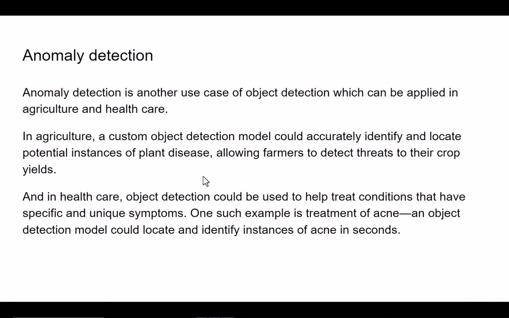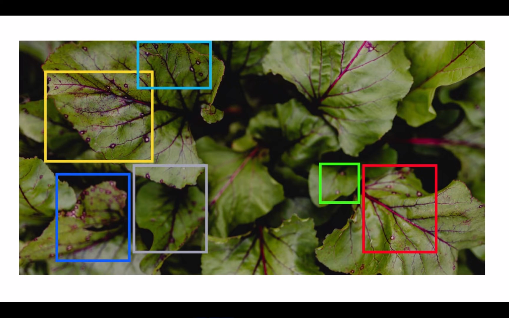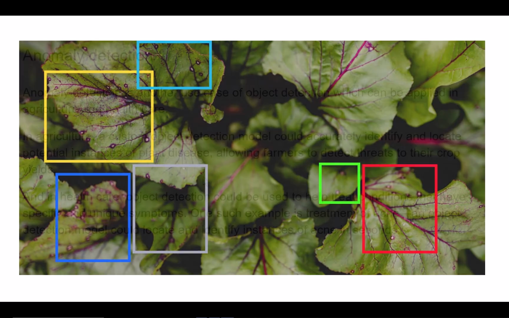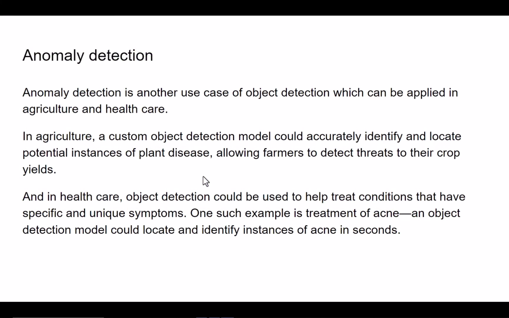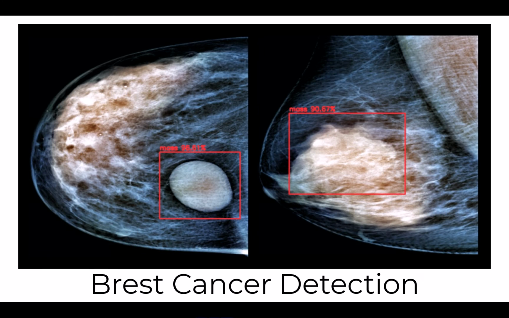Anomaly detection is another use case of object detection which can be applied in agriculture and healthcare. In agriculture, we can use an object detection model for detecting plant diseases, and this will allow farmers to take timely actions and increase their crop yield. In healthcare, object detection could be used to treat conditions that have specific and unique symptoms. One such example is treatment of acne. An object detection model could locate and identify instances of acne in seconds. Similarly, it can be used for detection of tumors in the human body.